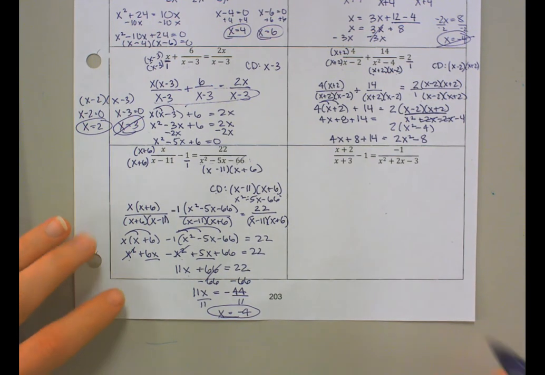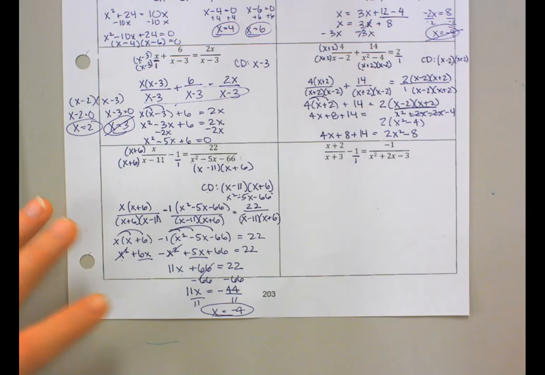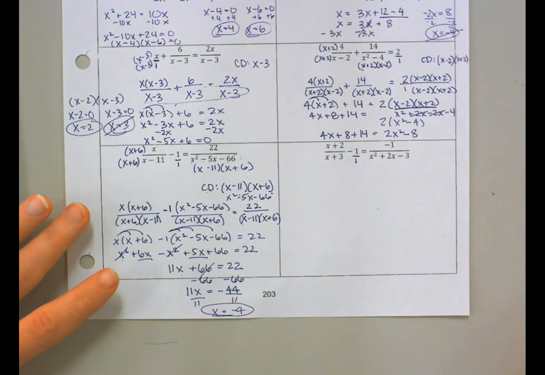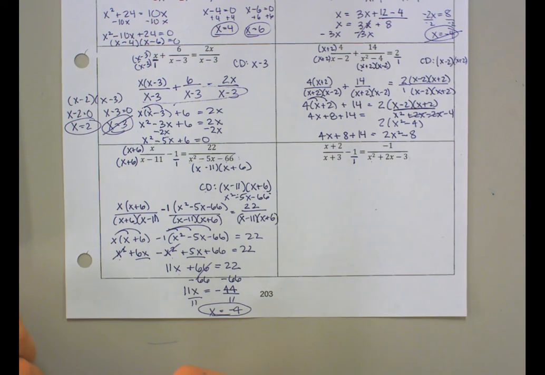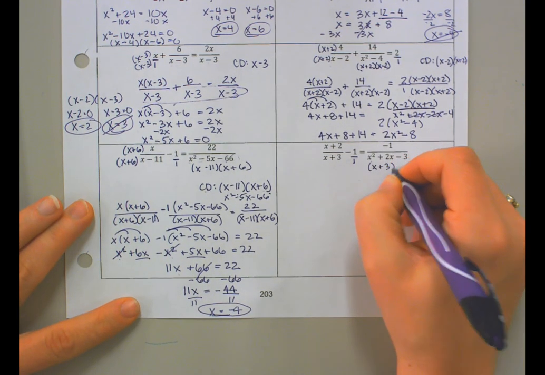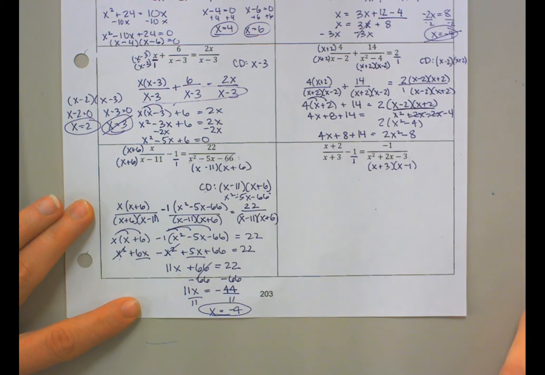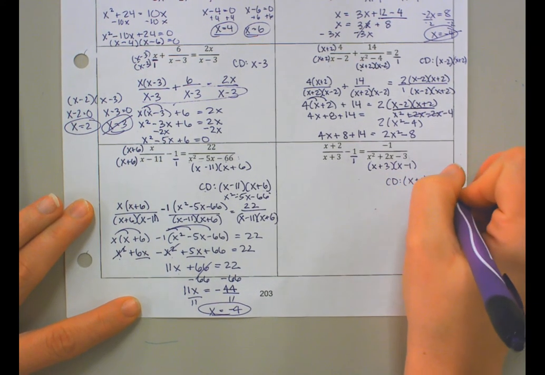So then looking at the last one again, I'm going to make all of my fractions have denominators. Then I'm going to factor this out to figure out what my denominators are made of. So x squared plus 2x minus 3 would factor to x plus 3 times x minus 1. So my common denominator would be x plus 3 and x minus 1.